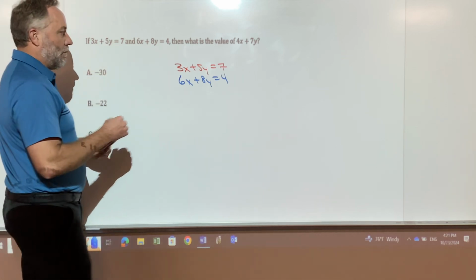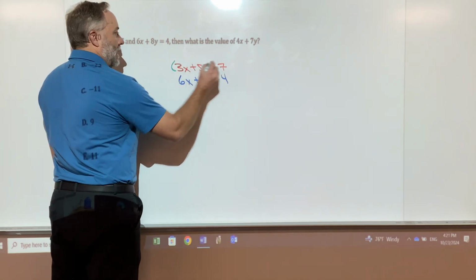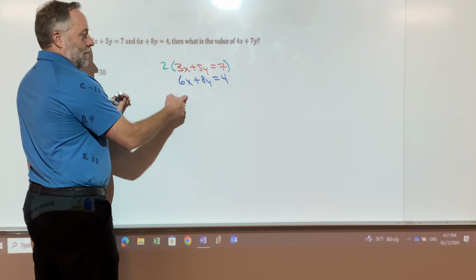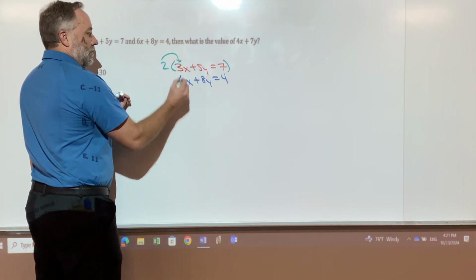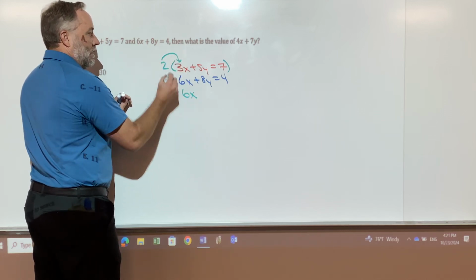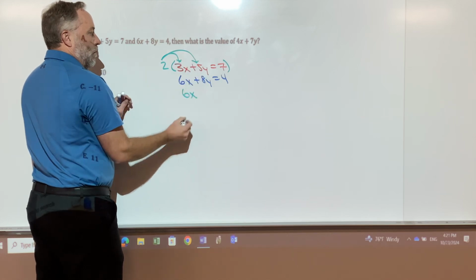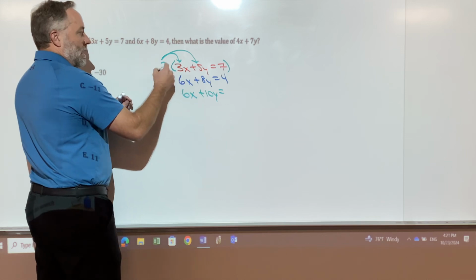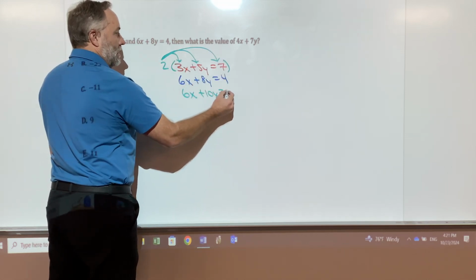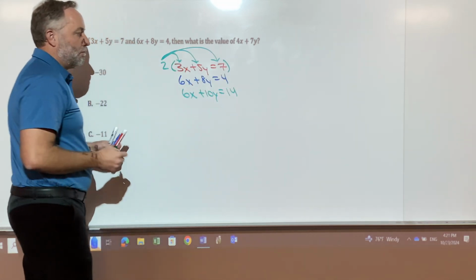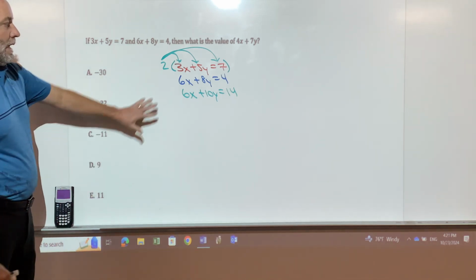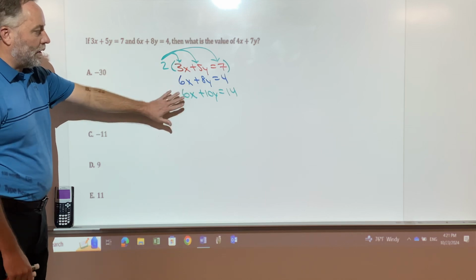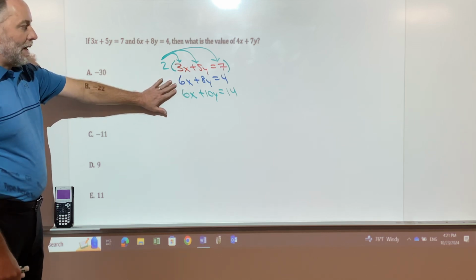So let's show that. We're going to multiply the entire top equation by 2. I'll just write that down here. 2 times 3x gives us 6x. 2 times 5y gets us 10y. And we have our equal sign. And 2 times 7 is equal to 14. The whole reason we did that is so we can get the coefficients of one of our variables, in this case x, to match up.